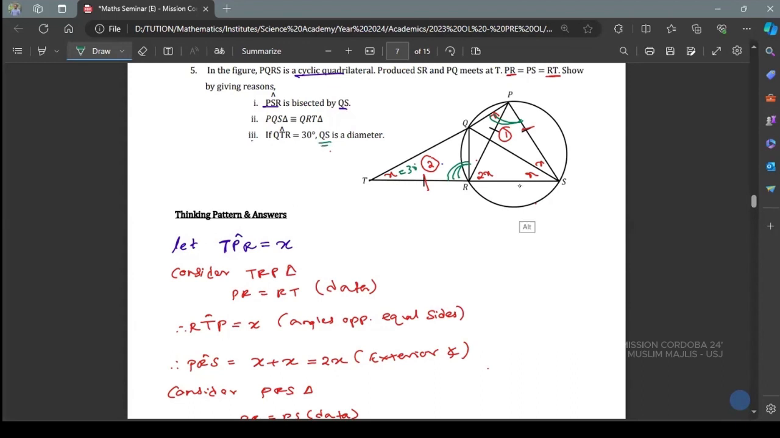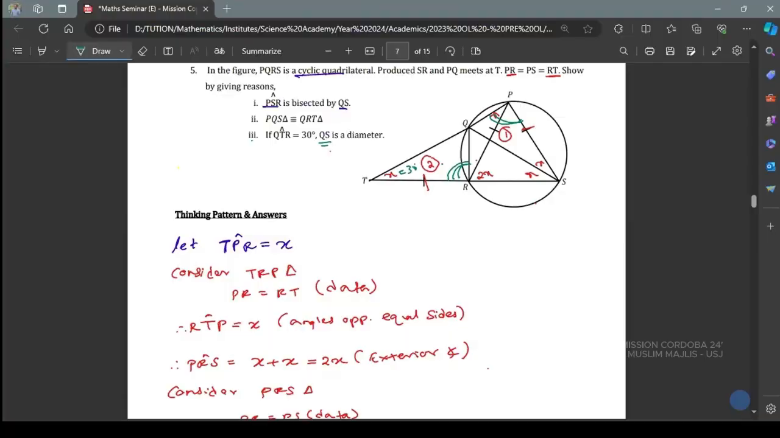Puta, this is actually a question related to angles on a semicircle. In this circle, here we have QS. They want to prove that this QS is a diameter.